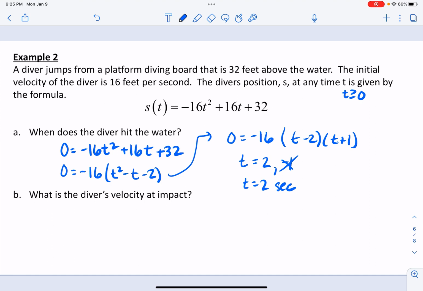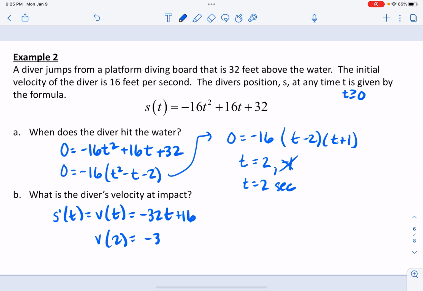What is the diver's velocity upon impact? Okay. So the derivative of my position function is velocity, so that's negative 32t plus 16. I have to find v of 2, and we get negative 48 feet per second.